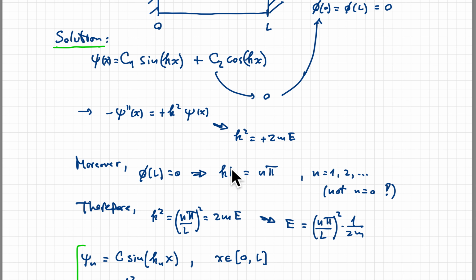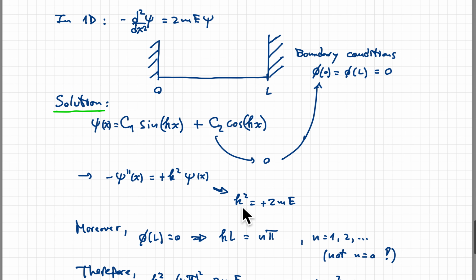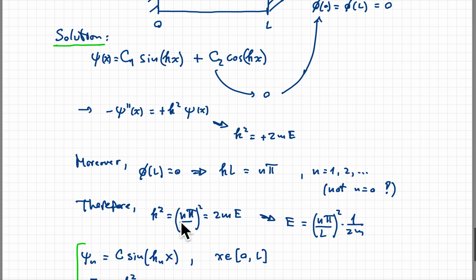This gives us the allowed values of k. So we put L on the other side of the equation, and that tells us what values of k are allowed in this proposed solution. And we see that they're quantized. And those are going to be our eigenvalues. They're going to tell us about our eigenvalues in this way. So if we calculate k squared, remember, k squared is 2mE. And so k squared is n pi over L squared. And so that tells us that the energy eigenvalues that are allowed for a particle in this box are n pi over L quantity squared divided by 2m.